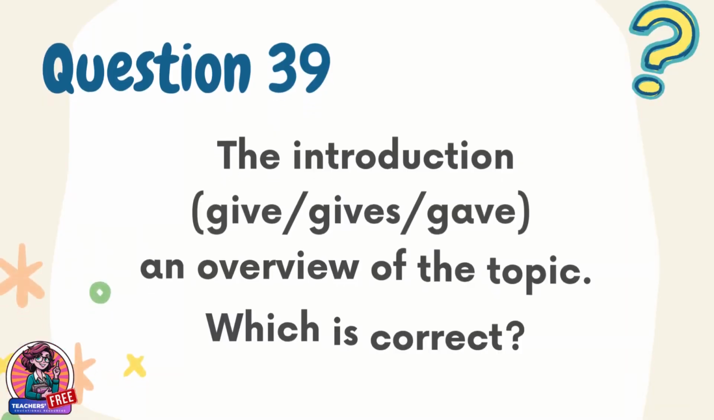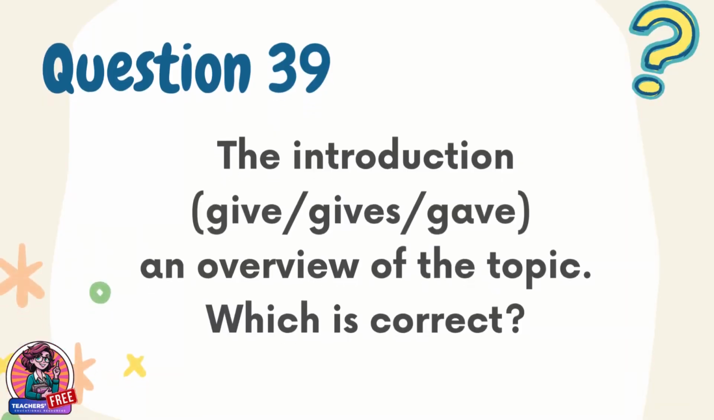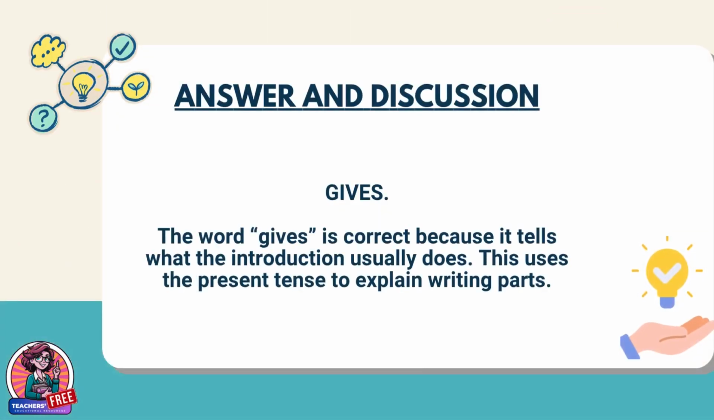Question 39. The introduction give, gives, gave an overview of the topic. Which is correct? Answer: gives. The word gives is correct because it tells what the introduction usually does. This uses the present tense to explain writing parts.